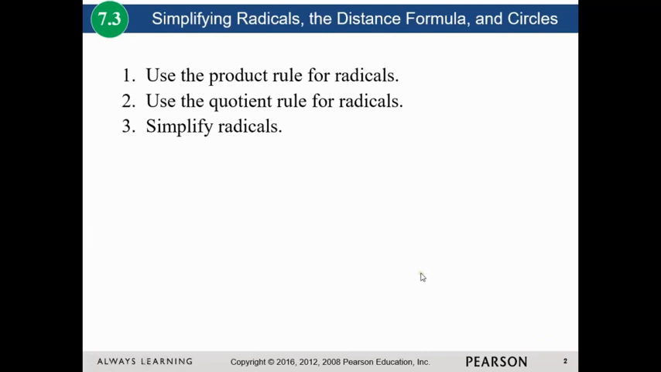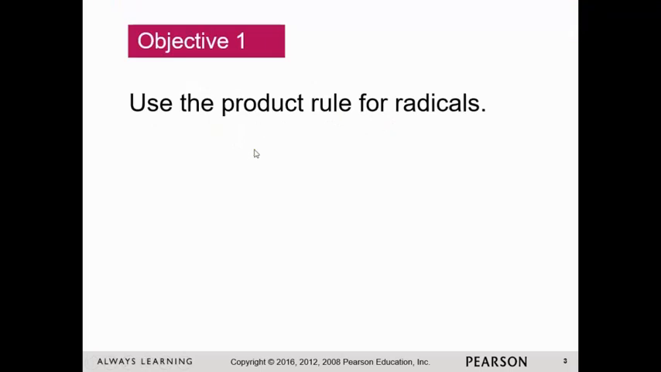So here we are in section 7.3. We've got three objectives here: use the product rule for radicals, use the quotient rule for radicals, and then simplify radicals. We're going to spend a lot of time simplifying radicals. So first off, using the product rule for radicals.